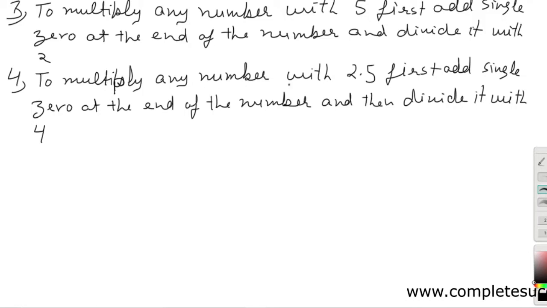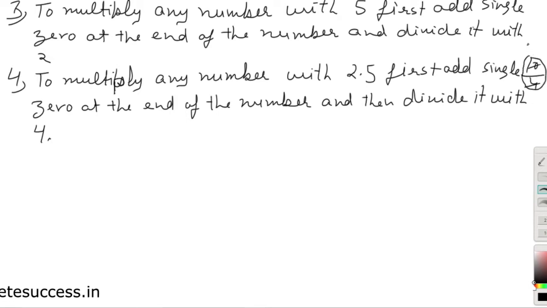To multiply any number with 2.5, first add a single 0 at the end of the number, means multiply it with 10 and then divide it with 4. Why? Because 10 by 4 is 2.5.